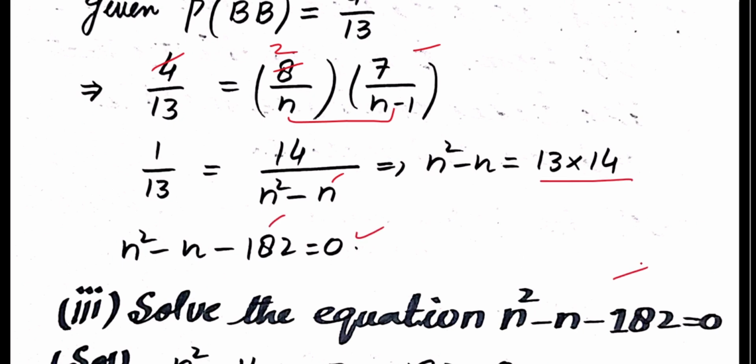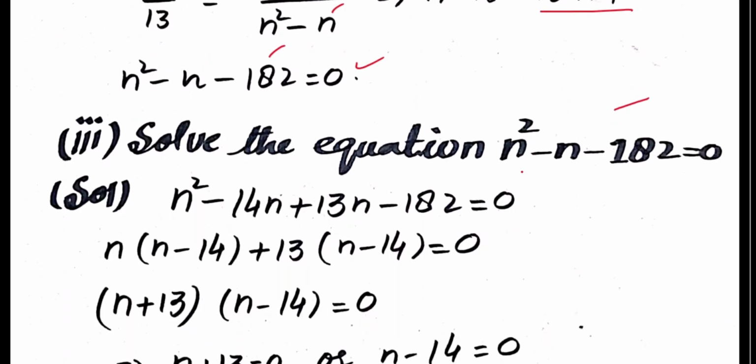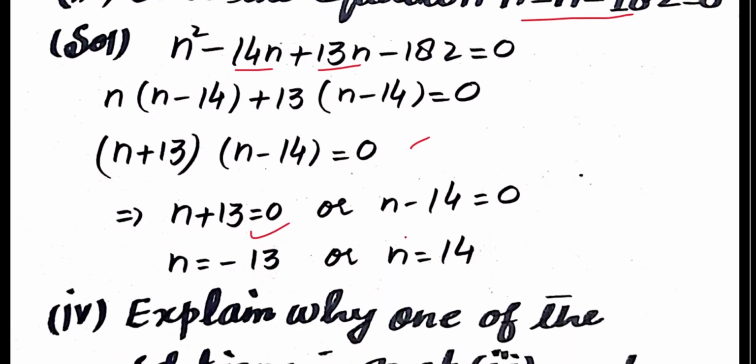Next part is solve the equation. This is a quadratic equation, solved by the middle term break method. This gives two factors, minus 14n plus 13n. So after simplification, this gives the two values of n. One is n equal to minus 13 and the other is n equal to 14.